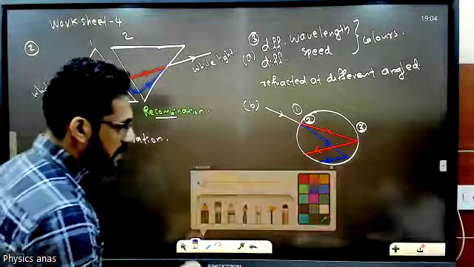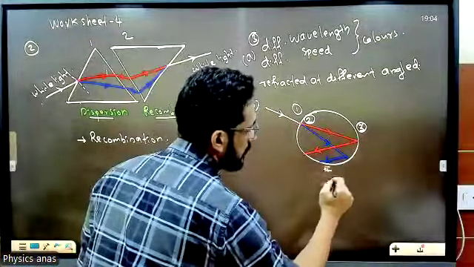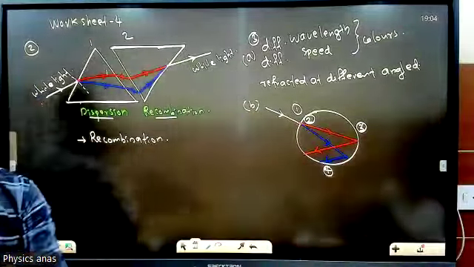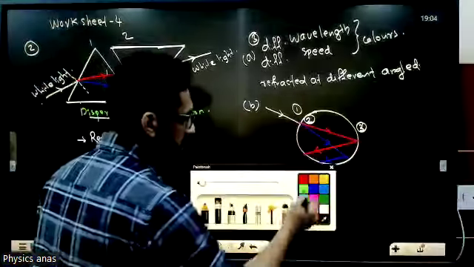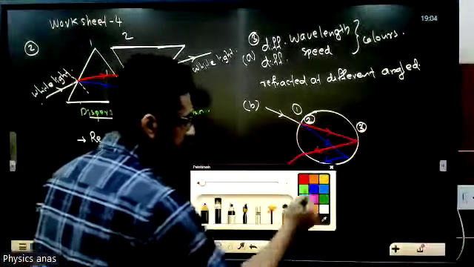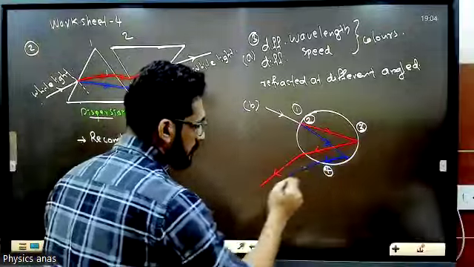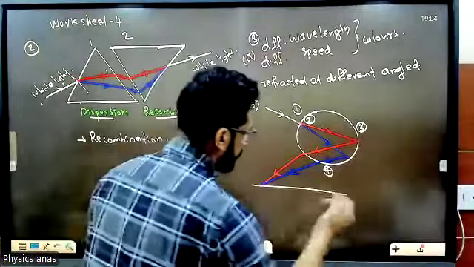Then what is the final step of the formation of the rainbow? The fourth step is the last refraction. It is again refracted. Can you see this?